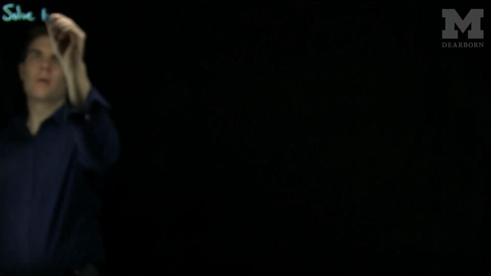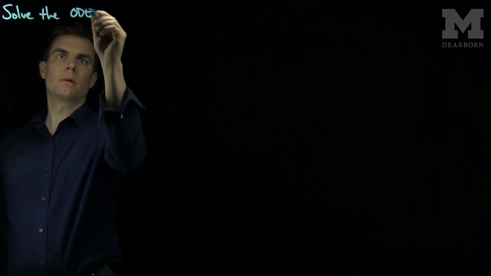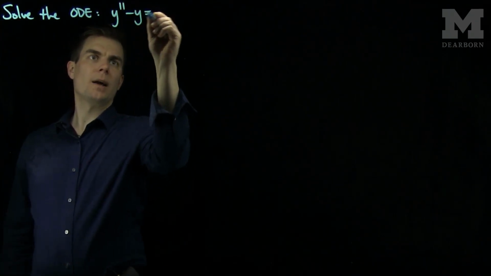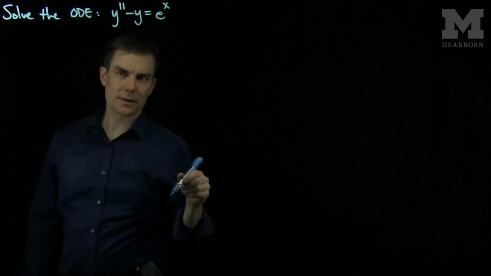Hello students. In this video we'll see an example of variation of parameters. Let's solve the ODE y double prime minus y equals e to the x.